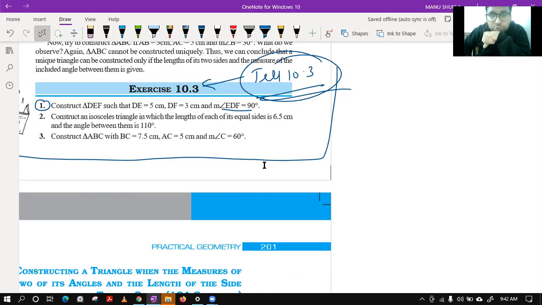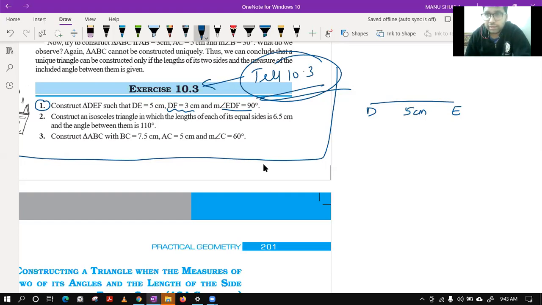We can complete, but no issue. We can take DE as base, and that is how much? That is 5 centimeter. Tell me, what is the next thing that we should do? As DF equal to 3 centimeter, can we cut an arc for DF?